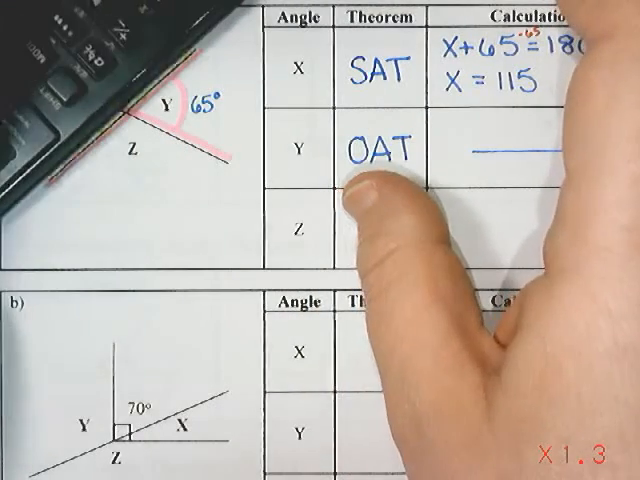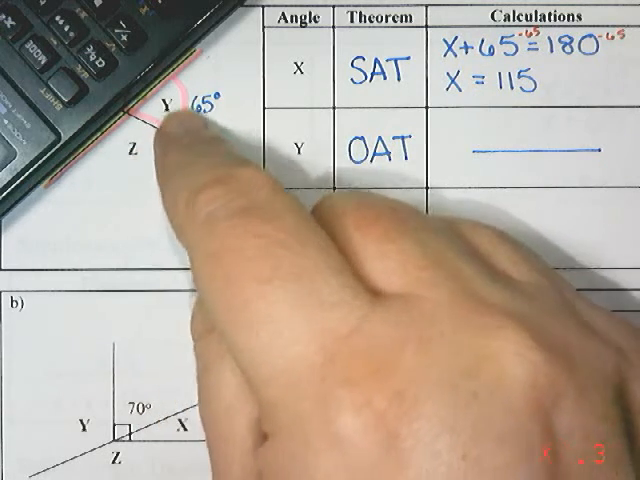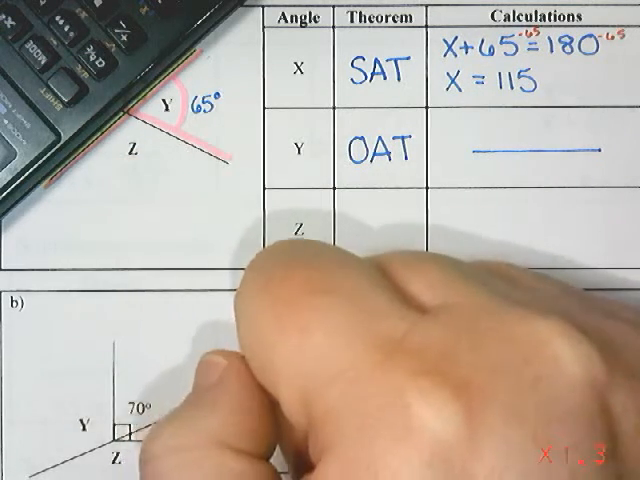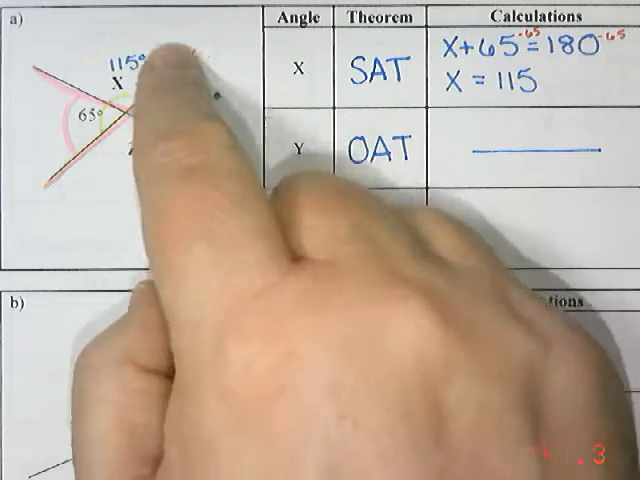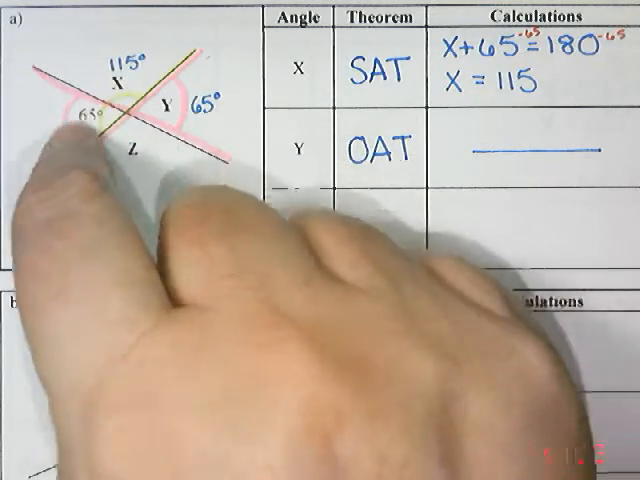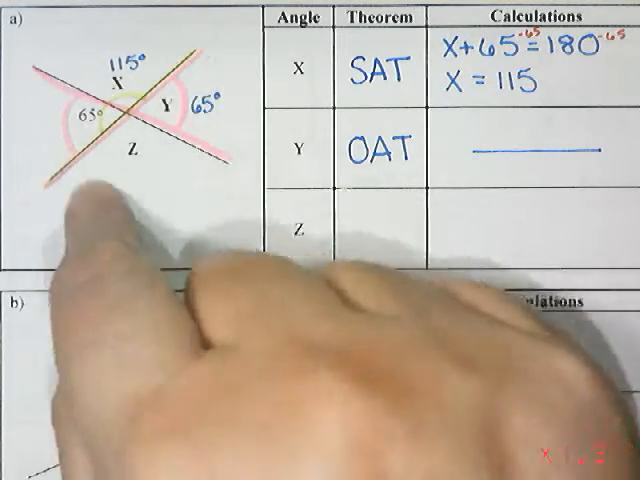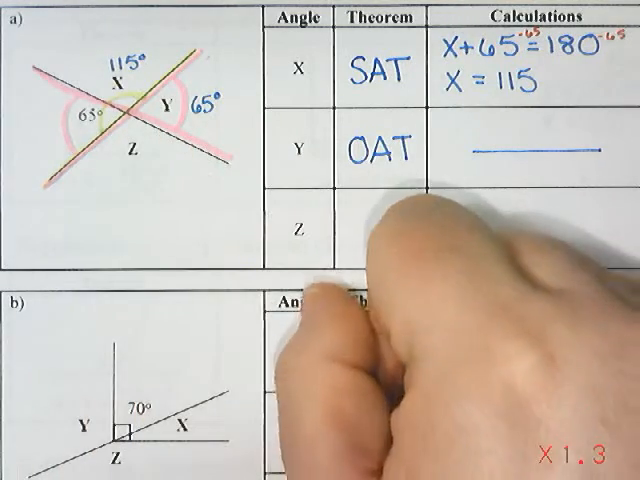I could take this straight line and say that these two angles make a straight line and add to 180 degrees. I could look at the whole thing, which makes a big circle, and say that all of these angles added together is 360 degrees, because that's the reflex angle theorem.